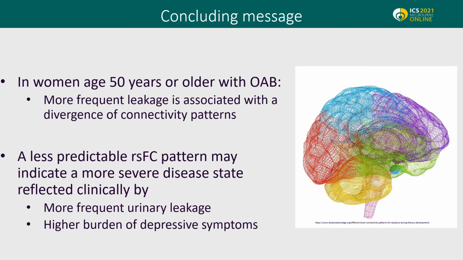In conclusion, in women aged 50 years or older with overactive bladder, more frequent leakage is associated with a divergence of connectivity patterns. A less predictable functional connectivity pattern may indicate a more severe disease state reflected clinically by more frequent urinary leakage or a higher burden of depressive symptoms.